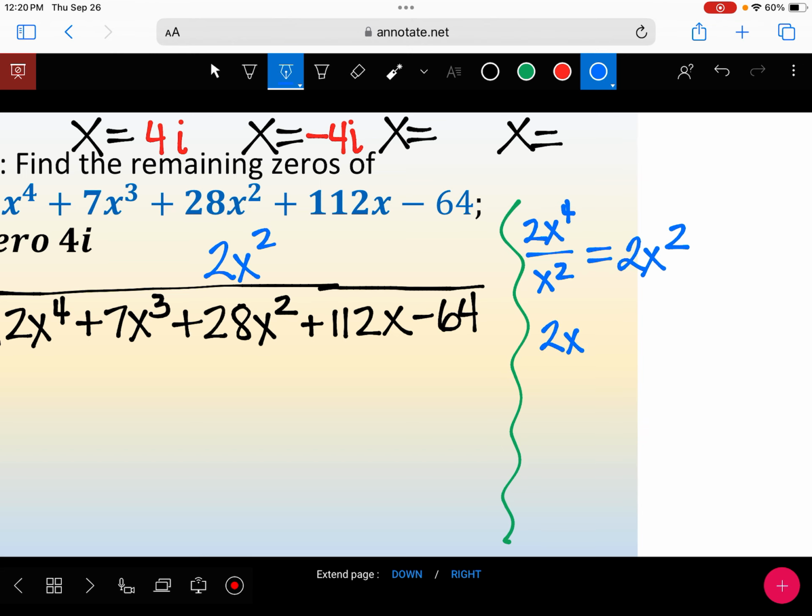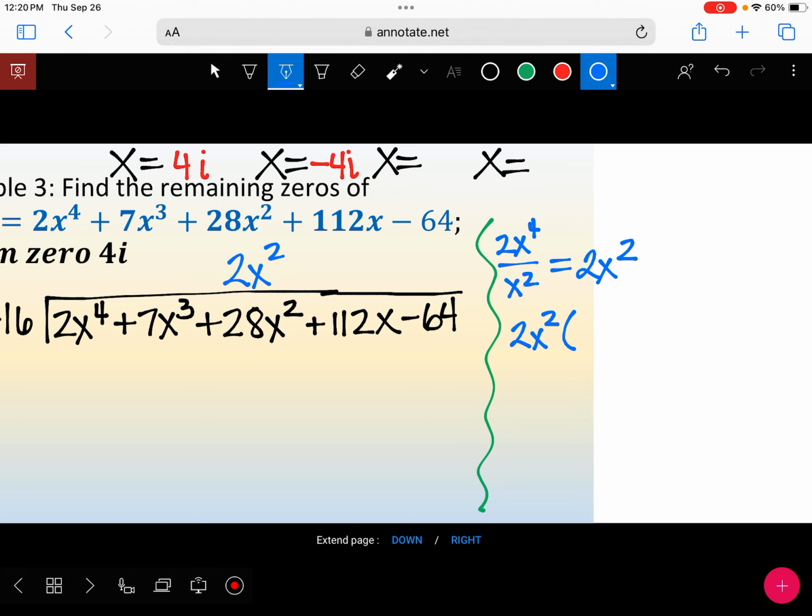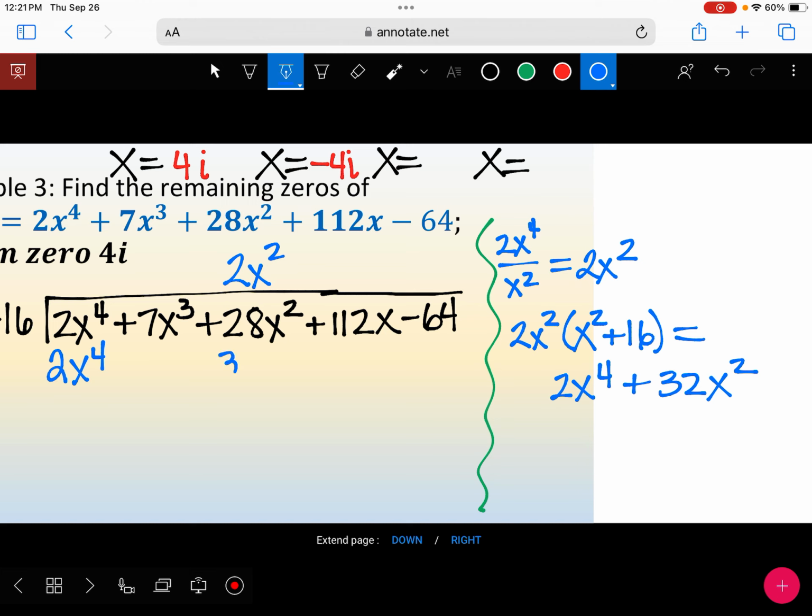And then we take that 2x squared and multiply it by the factor, which is x squared plus 16. So that would give us 2x to the 4th plus 32x squared. I'm going to pause and make sure that I didn't mess that up. Does that look right? Now when you slide it over, make sure you're lining it up with its like term. So 2x to the 4th goes here. 32x squared will go here. And we're going to do a change.